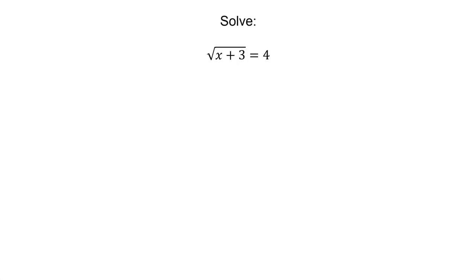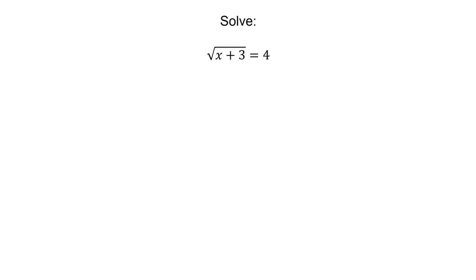The very first step to solving any equation that contains a radical in it is to isolate the radical on one side of the equation. In this equation, we see that our radical is already isolated because it is the only term on the left side of our equation. Once we have the radical term isolated, the next step is to undo the radical.